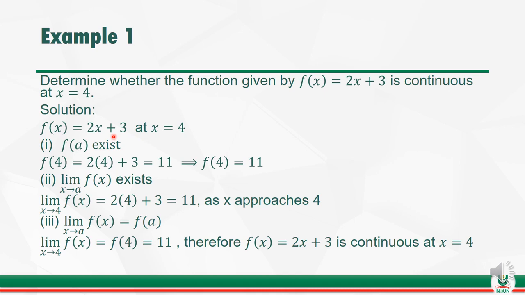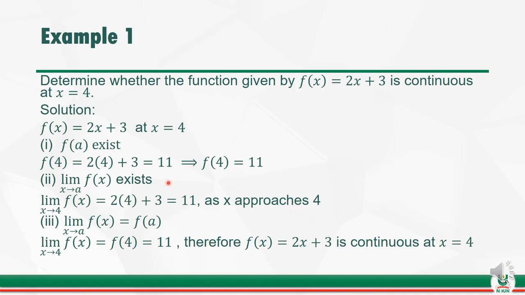Then we have to ascertain that f of a exists. The a here is 4. Where you have a, we put 4. Then f of 4 is equal to 2 times 4 plus 3. 2 times 4 is 8. 8 plus 3 gives us 11. That is, f of 4 is equal to 11. That is, the function at point 4 exists.